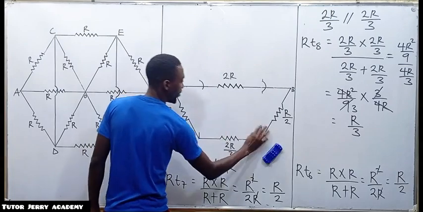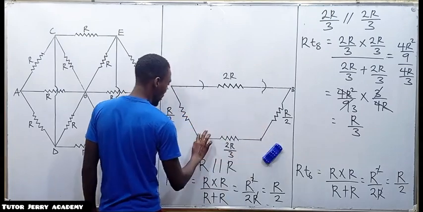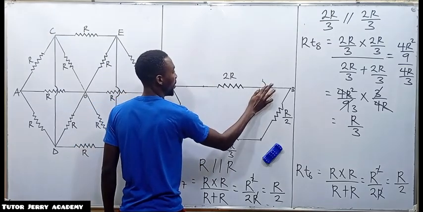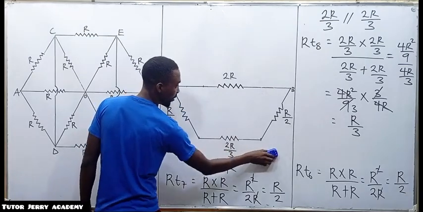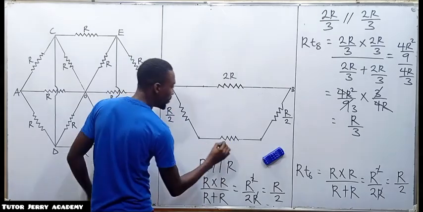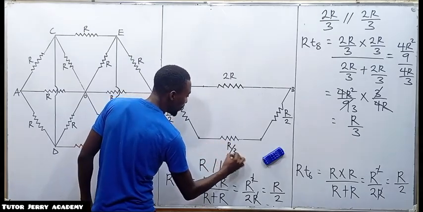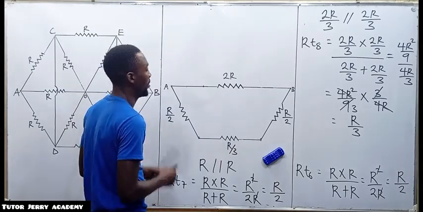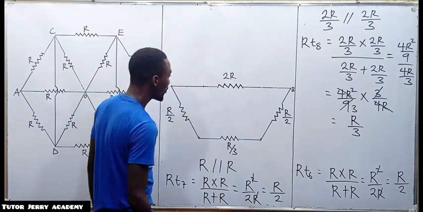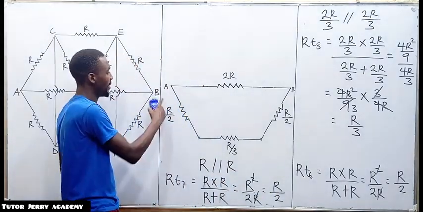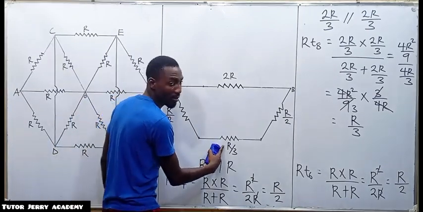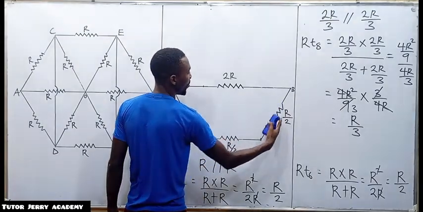So if we remove this whole side, we can therefore replace what we have here with r over 3. So this is going to be replaced with r all over 3. All right, so that's what we are going to have. Now we are going to see clearly that this r over 2 is in series with r over 3 and it's also in series with r over 2.